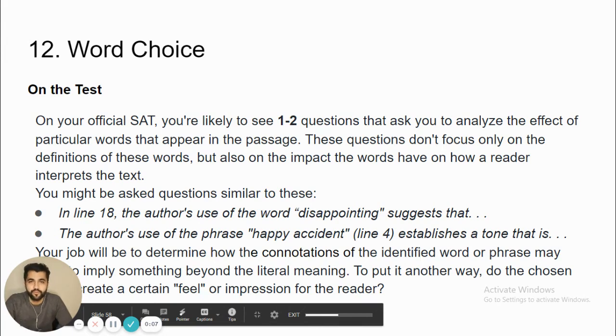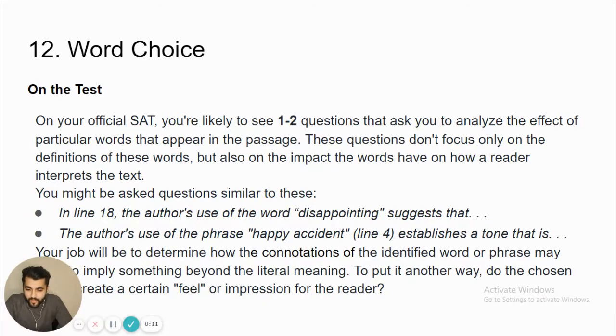Hi, so in this video, we will cover word choice questions. On your official SAT, you are likely to see 1 to 2 questions that ask you to analyze the effect of particular words that appear in the passage. These questions don't focus only on the definitions of these words, but also the impact the words have on how a reader interprets the text.